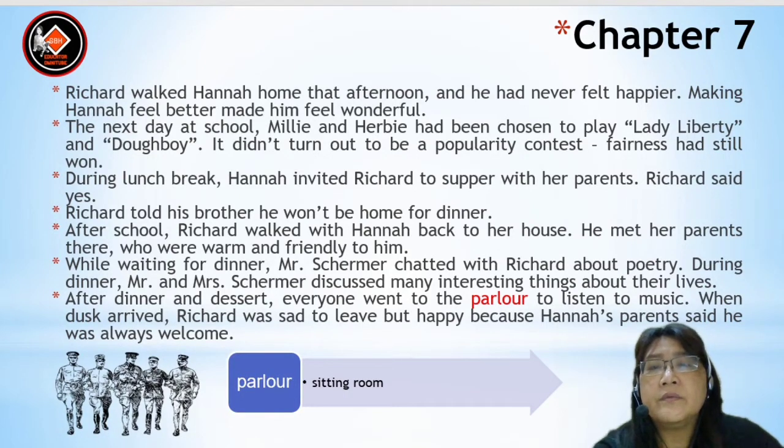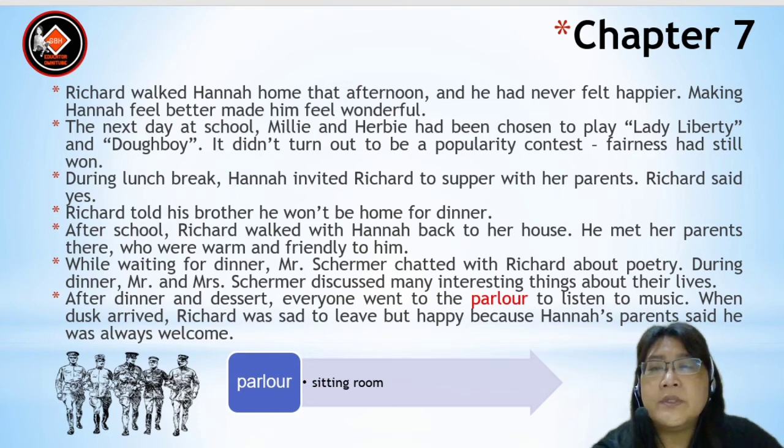Chapter 7. Richard walked Hannah home that afternoon and he had never felt happier. Making Hannah feel better made him feel wonderful. The next day at school, Millie and Herbie had been chosen to play Lady Liberty and doughboy. It didn't turn out to be a popular contest. Fairness had still won.